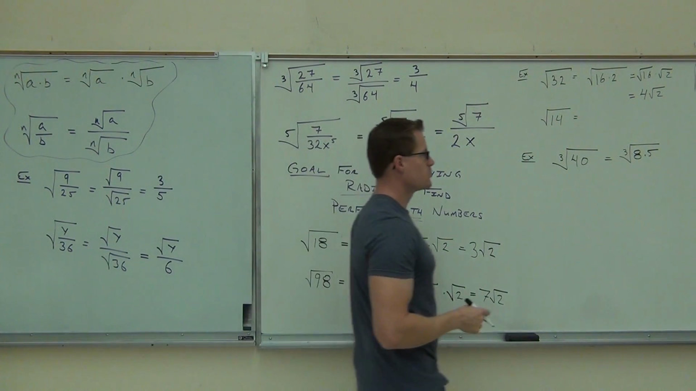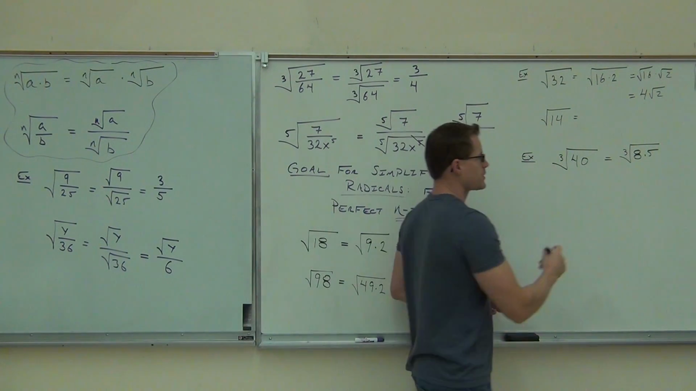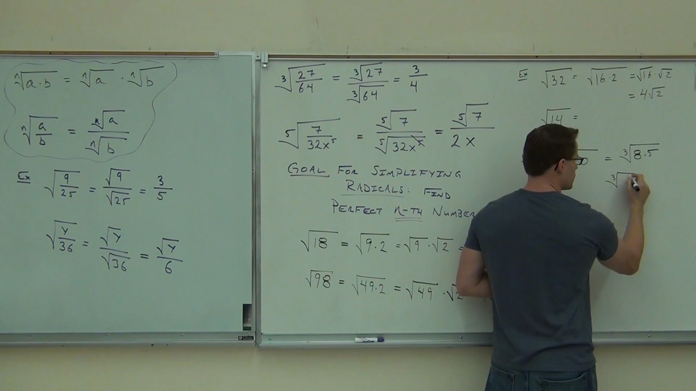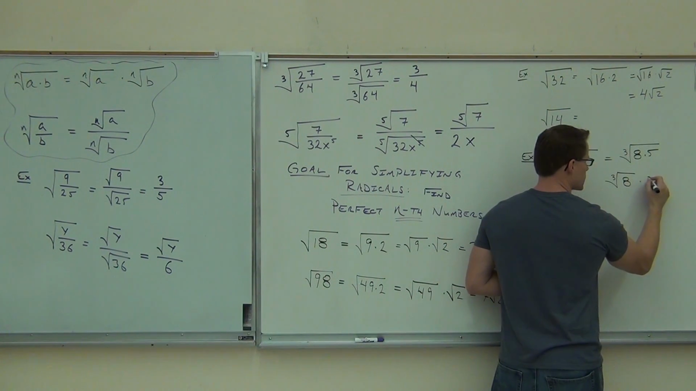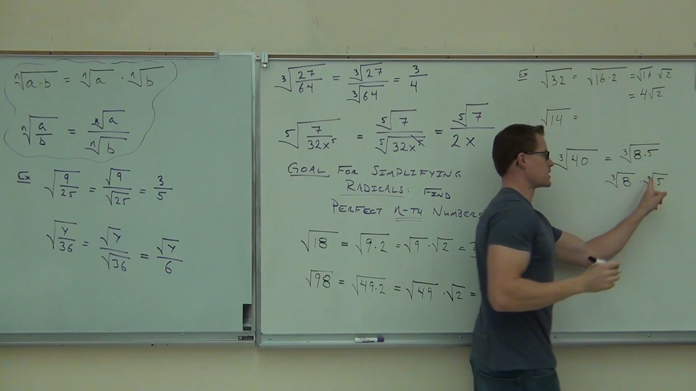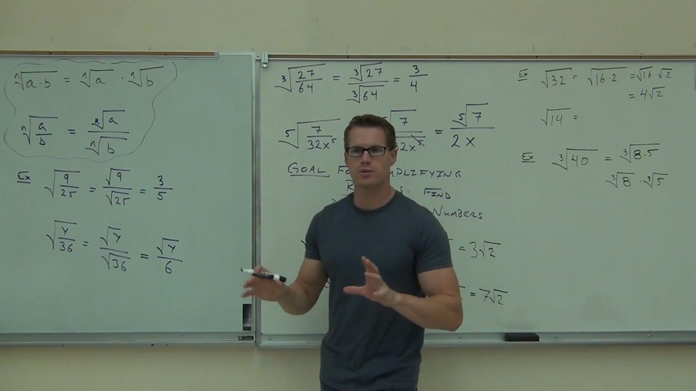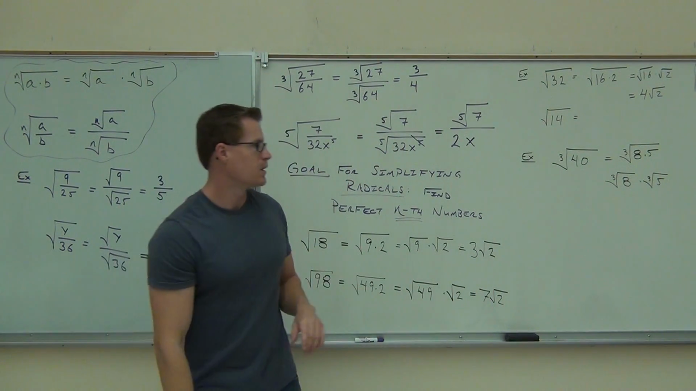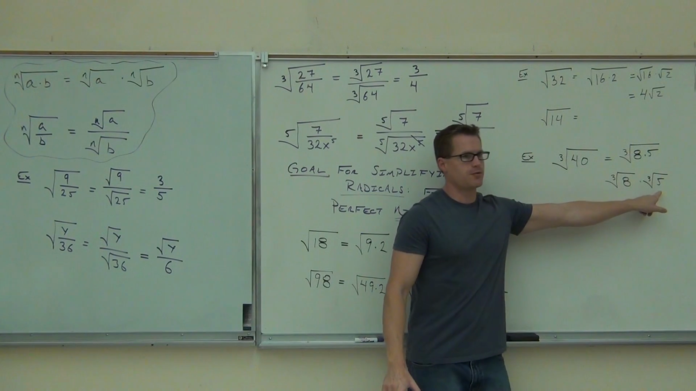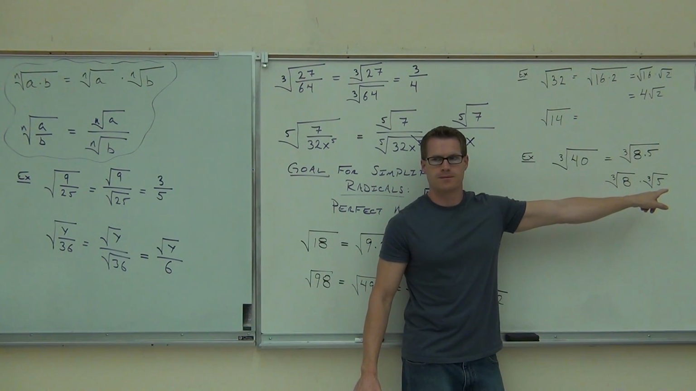So if we have a cube root of 8 times 5, we can still split that up. Cube root of 8 times a cube root of 5. Just don't lose that 3. Don't lose that cube root. This is a cube root. It will stay a cube root throughout the whole problem. What's a cube root of 5? You can't get it unless you want to use a calculator.